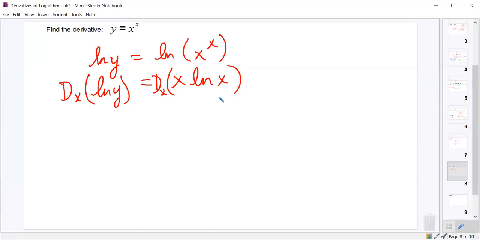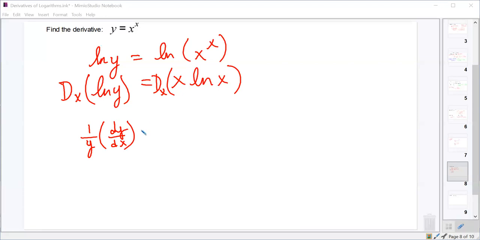Yeah, we should be able to. We take the derivative of it with respect to y. So what's the derivative of natural log y with respect to y? Should be 1 over y times dy dx, right? Everybody good with the left-hand side there? Yeah.